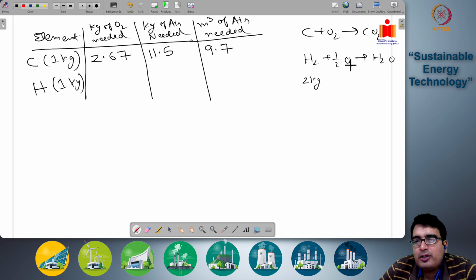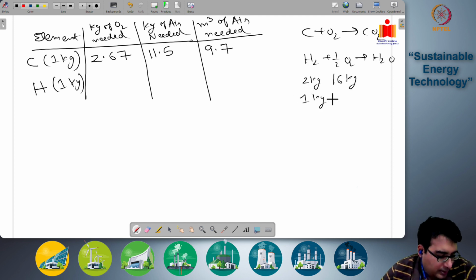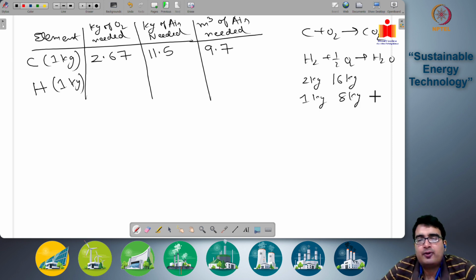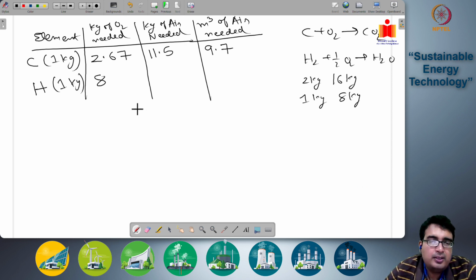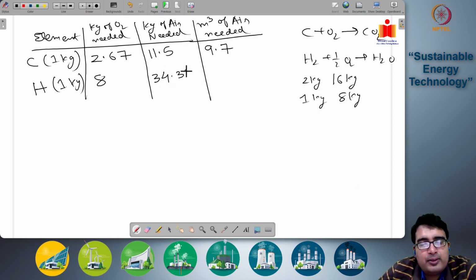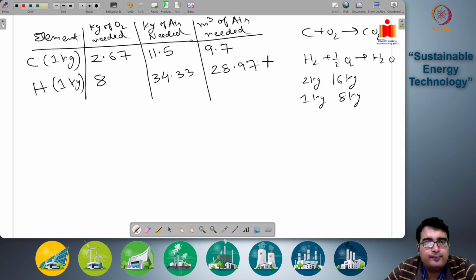Molecular weight of oxygen is 32. 32 by 2 is 16. So 16 kgs. Okay. So 1 kg of hydrogen reacts with 8 kgs of oxygen. Correct. So this is 8. So 1 kg of hydrogen requires 8 kg of oxygen to completely burn, which is present in 34.33 kgs of air, which is again 28.97 meter cube of air.